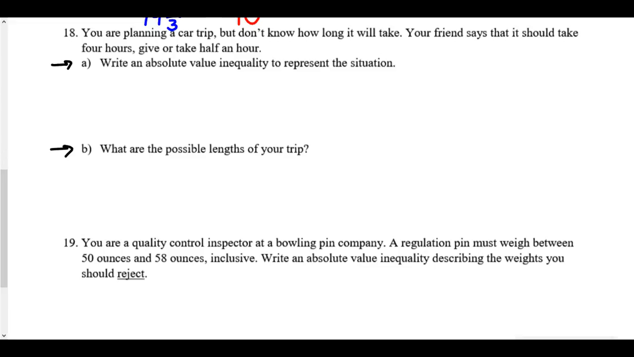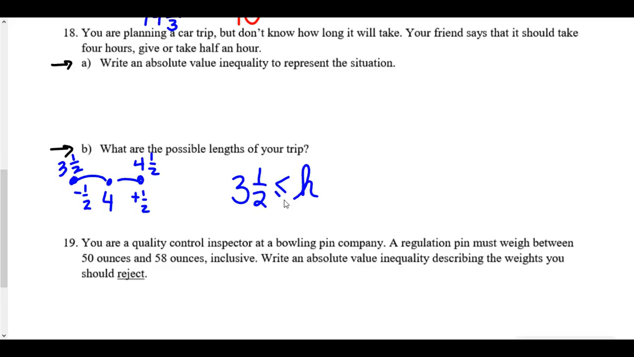So how long might my trip take? I know that I'm centering at 4 hours, right? And I could go plus half an hour, which would put me at 4.5 hours. Or I could go minus half an hour, which would put me down here at 3.5 hours. So the possible lengths of my trip are 3.5 hours is less than, I would say, or equal to probably, give or take half an hour.